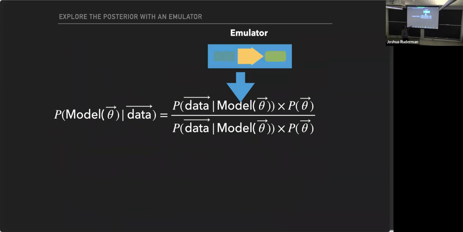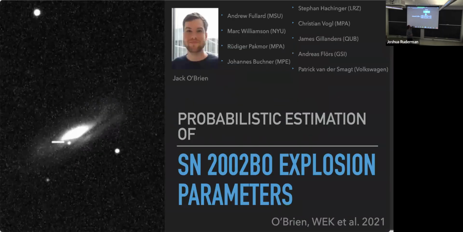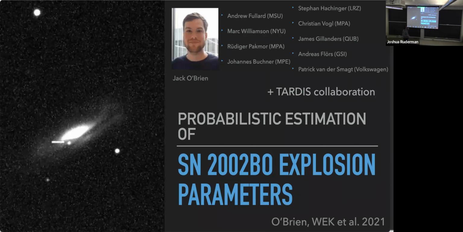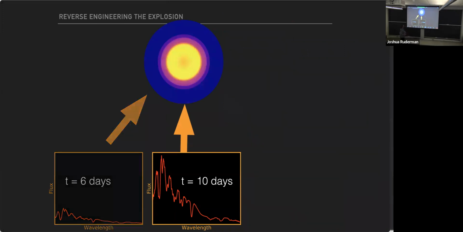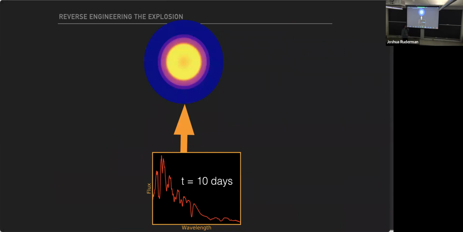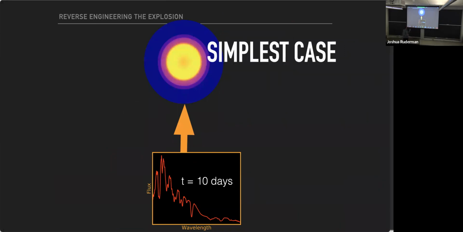And so now what we can do is put this emulator directly into the model. This is what Jack has been doing, which is probabilistic estimation of one of these explosions. That's the TARDIS collaboration. For now, we're not taking spectral time series, but a single spectrum, just to make it easy for now, to look at the outside of this supernova.